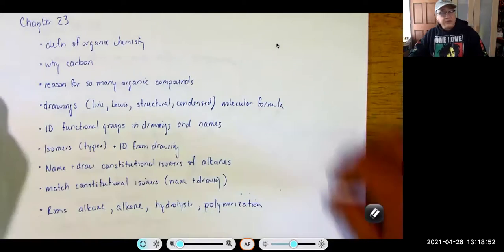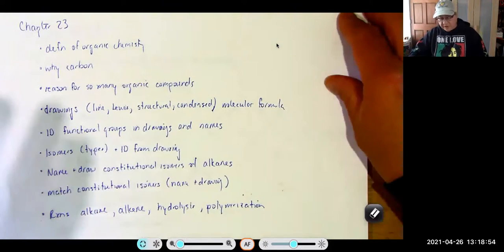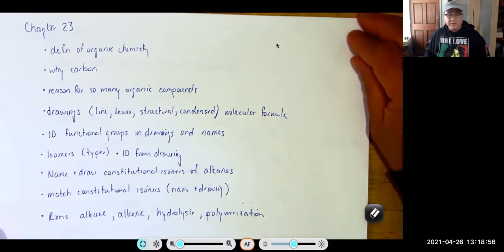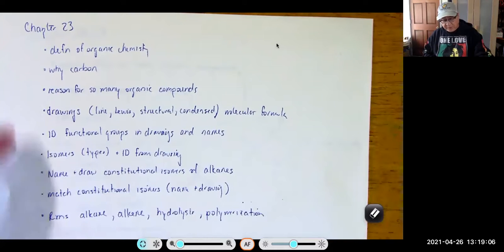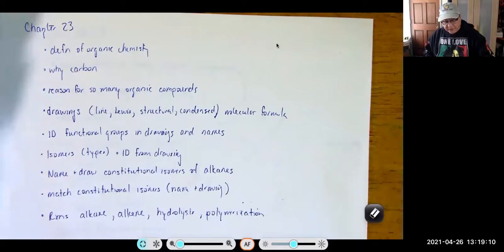This is an introduction into some of the topics that you're going to need to know for chapter 23, the last chapter of this semester. You don't want to dilly-dally. You want to get started on this as soon as possible. So chapter 23 is about organic chemistry. You're going to want to know the definition of organic chemistry so that you know what you're working with here.